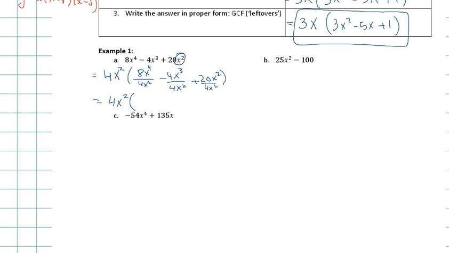So you guys notice, we'll talk about it in a second. What's 4x cubed divided by 4x squared? Negative x. The 4 and the 4 they cancel. X cubed over x is x. 20x squared over 4x squared. Positive 5.